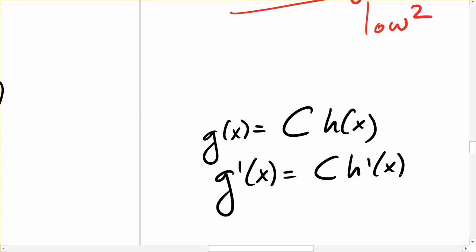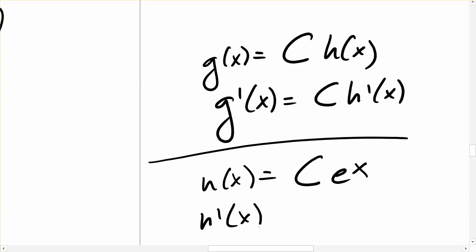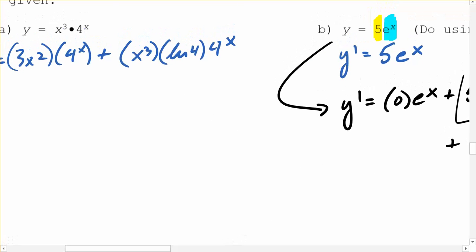And what is the derivative of e to the x? Exactly. So if you had, let's say, n of x is equal to a constant times e to the x, what's the derivative always going to be? C e to the x, itself. A constant times e to the x, the derivative. You'll love e. It's super helpful.